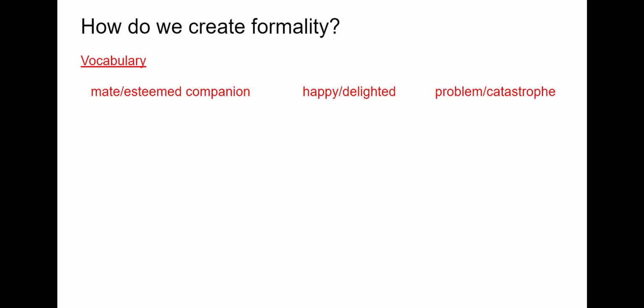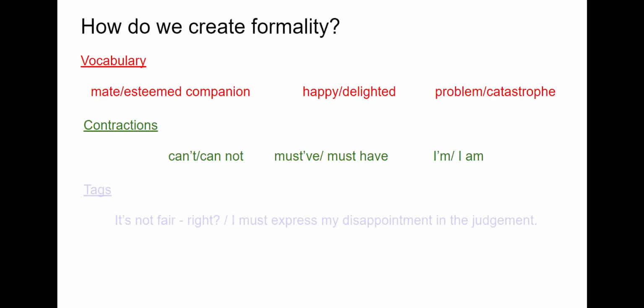Another thing that affects the formality of a letter or writing is contractions. In informal writing, we use contractions. In formal writing, we do not. For example, can't, cannot; mustn't, must not; I'm, I am. So really focus on avoiding contractions when you're writing formally.